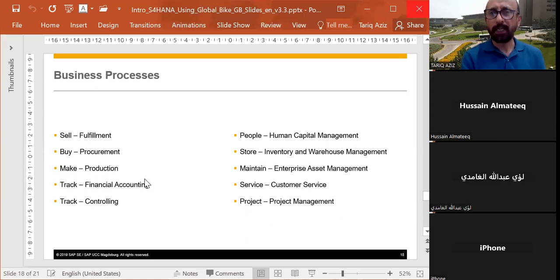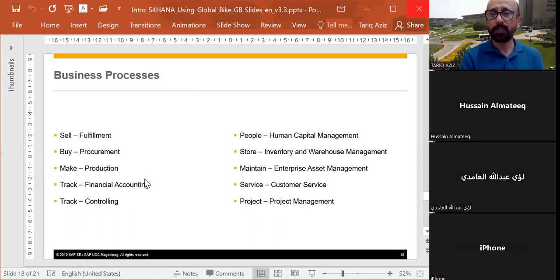They implemented the sales and distribution module, the purchasing module, the buying, the making, that is the production planning module, track, that is finance and controlling. For people, they have human capital management or human resource. Actually, human resource is the old one, they name it human capital management.